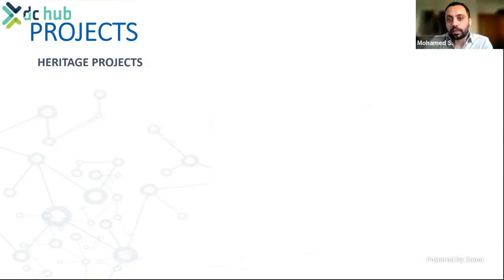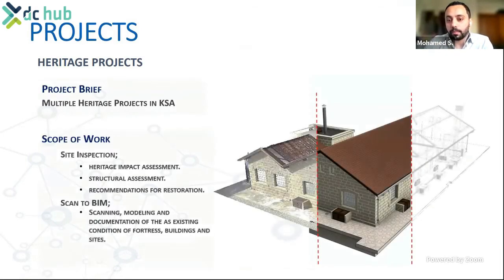Now we move to the last part of our presentation, which is heritage. Again, we will talk about multiple heritage projects. The scope of work usually includes heritage impact assessment, structural assessment, recommendations for restoration, and scan to BIM for as-existing condition.